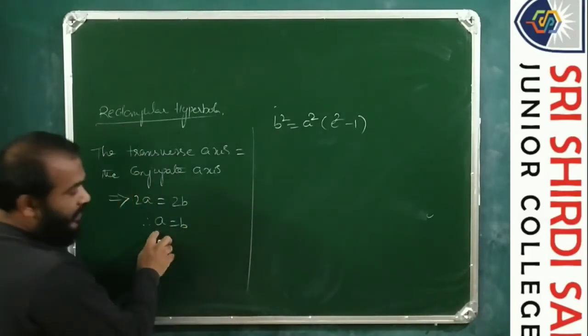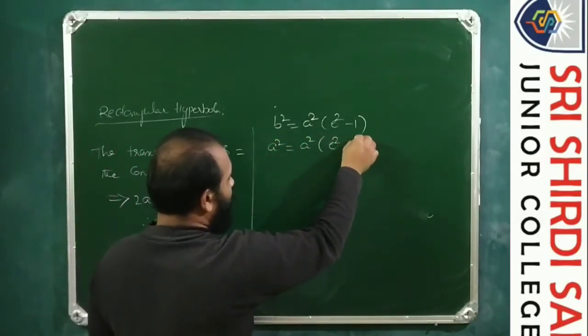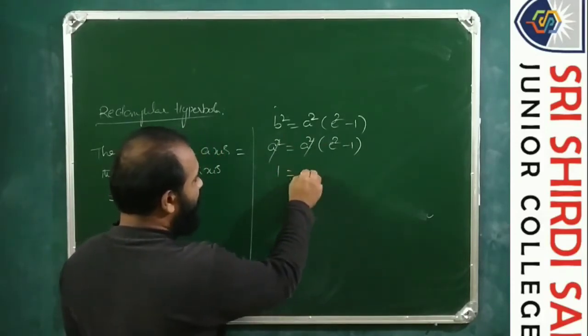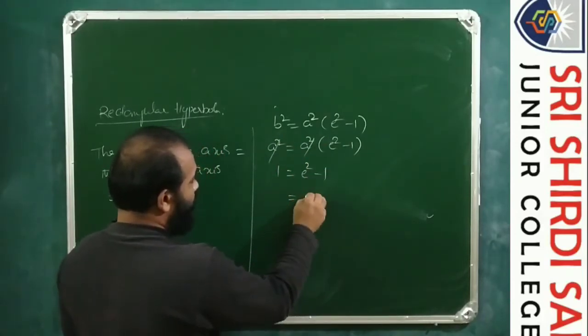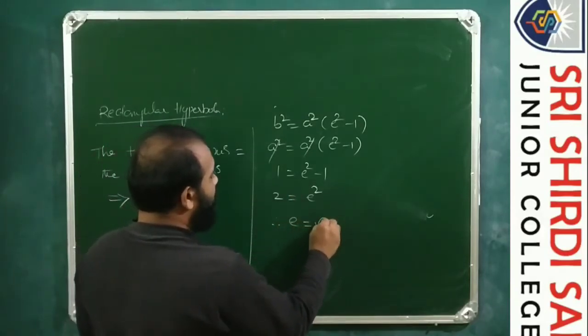B square is also a square. So a square is equal to a square into e square minus 1. So a square gets cancelled. So 1 is equal to e square minus 1. So e square is equal to 1 plus 1, which is 2. Therefore e is equal to root 2.